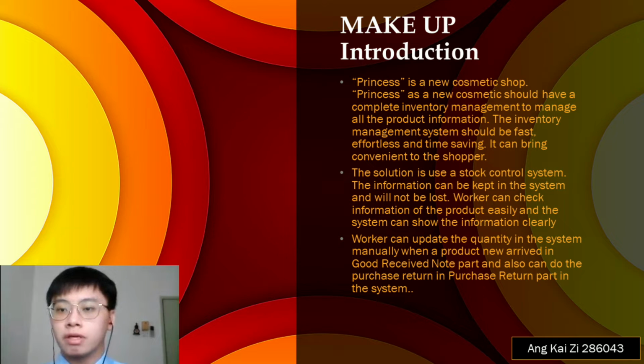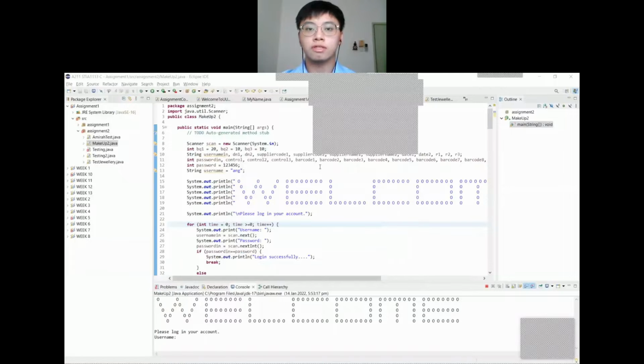The information can be kept in the system and will not be lost. Workers can check information of the product easily, and the system can show the information clearly. Workers can update the quantity in the system manually when a new product arrives in the goods receive note part, and also can do the purchase return in the purchase return part in the system. So this is my coding.